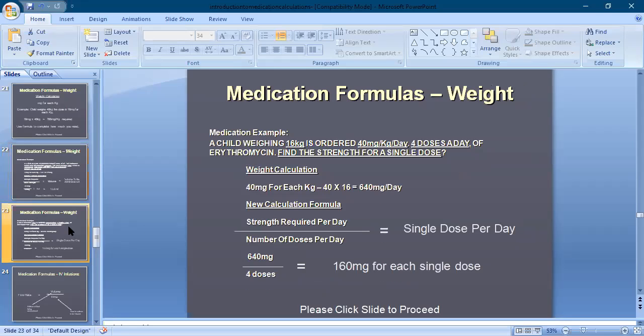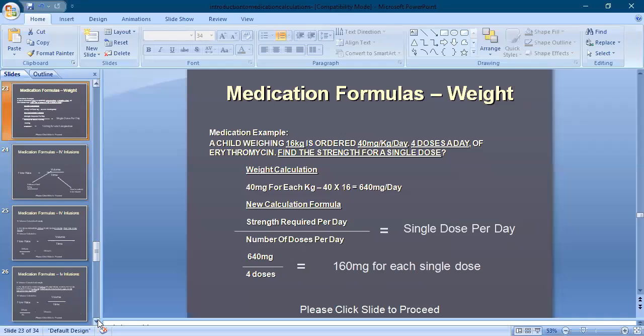Total. And here is another example of this type of mathematical problem. A child weighing 16 kg is ordered 40 milligrams per kg per day. So you see 40 milligrams per kg and my baby is 16 kg. So 40 multiplied by 16. You get a number, and this number is the total dose you need for the baby.